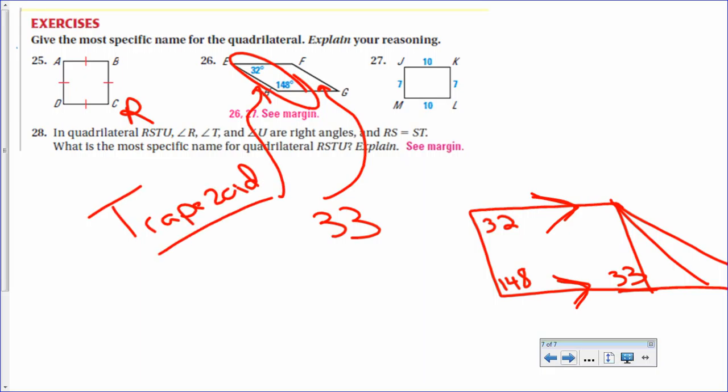Okay, number 27, a little bit more straightforward. It's not a rectangle. You know, it looks like one, but it's not because it doesn't have 90-degree angles. Sure, not a square. It's not a rhombus. Best you got, it's a parallelogram because opposite sides are congruent to each other.